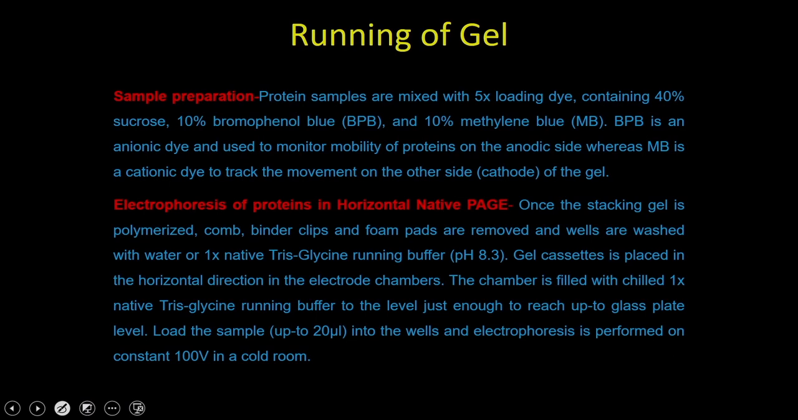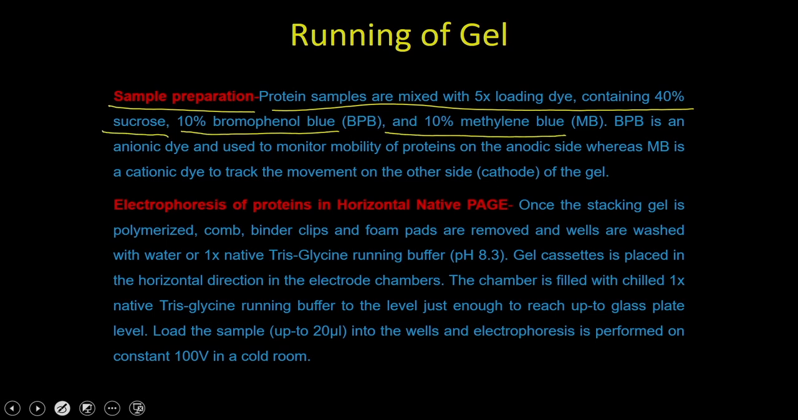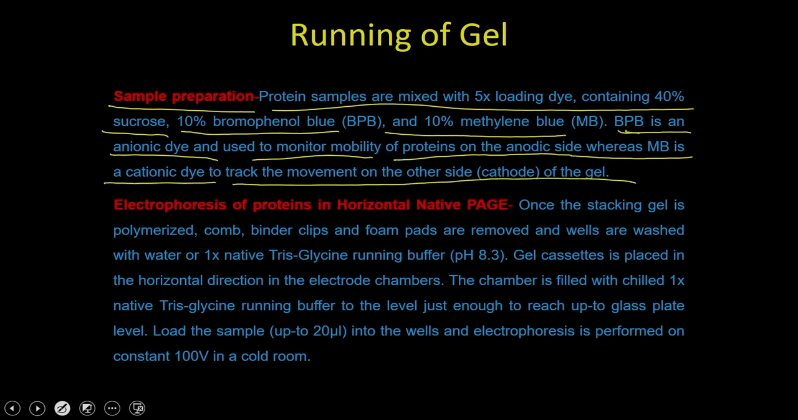Now, running of the gel. For sample preparation, the protein samples are mixed with the 5x loading dye containing 40% sucrose, 10% bromophenol blue and 10% methylene blue. Bromophenol blue is an anionic dye used to monitor the mobility of the protein on the anodic side, whereas methylene blue is a cationic dye to track the movement on the other side.